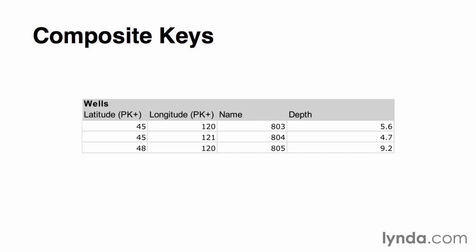Now, if needed, we can add back in an ID or a name column to make each well easier to identify in an annual report, for example. But the primary way this database will keep track of our wells is through the composite key.